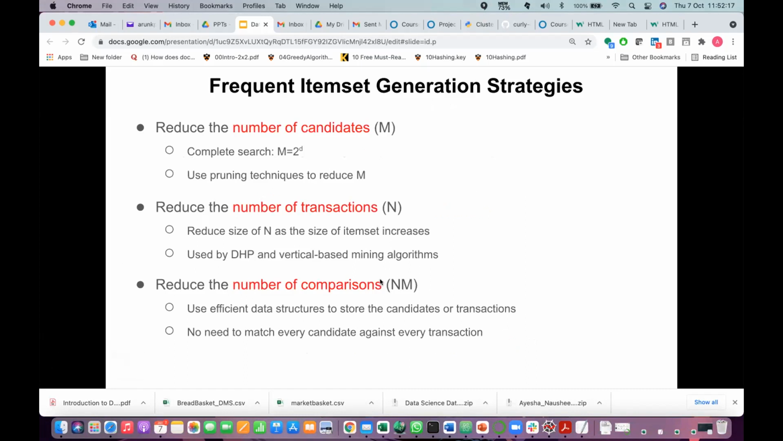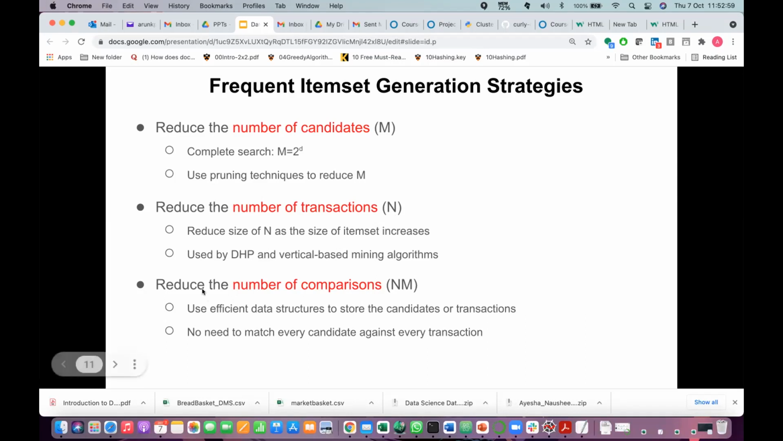Even they are saying, how do you reduce the number of comparisons also? So reduce the number of transactions, n. Reduce size of n as the size of item set increases. Whenever your item set is larger, then you can also reduce the number of transactions. If a transaction itself has fewer items, then it won't support more than its elements in the transaction. It cannot support more elements, right? That is how you can reduce the number of transactions. Use it by DHP and vertical-based mining algorithms. Some algorithm names are given here.